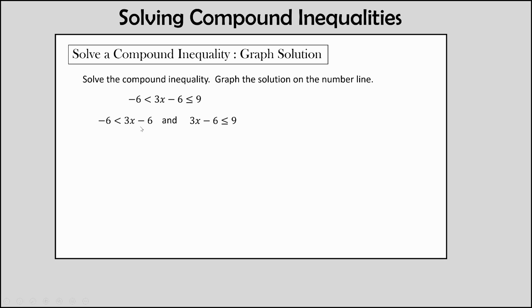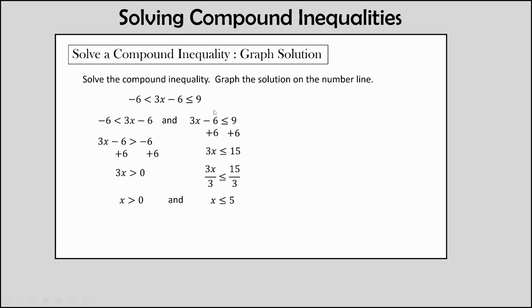Now I just solve them each separately. So I switch sides because I always like to have the variable on the left. Remember when I switch sides of the inequality, I switch the inequality, and now I solve it. So I'm going to add 6. So 3x is greater than 0. If I divide each side by 3, I'm going to get x is greater than 0. Solve this one. Add 6 to both sides. 3x is less than or equal to 15. Divide each side by 3. X is less than or equal to 5. And we're joining it with the word and. So then I would graph this.